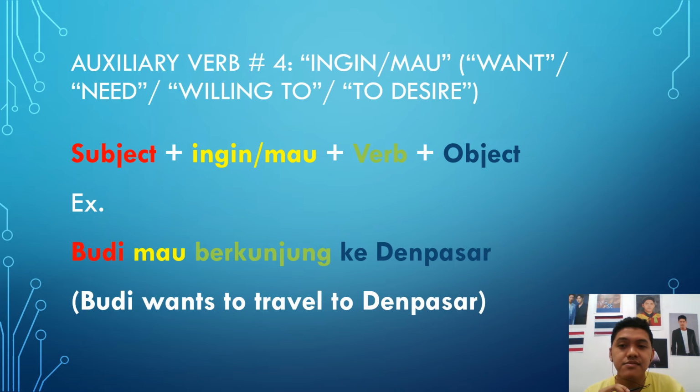Another example for this is "Budi mau berkunjung ke pasar," meaning Budi wants to travel to the market. Now, in other cases, "ingin" is used in formal conversation and formal writing, whereas "mau" is used for informal conversation and it's not used in formal writing at all. However, they have the same meaning, so they're interchangeable.